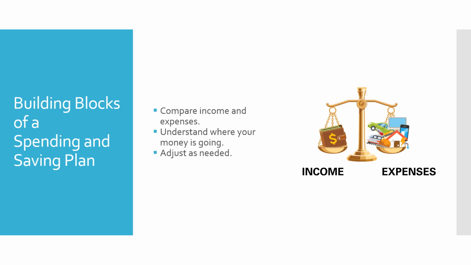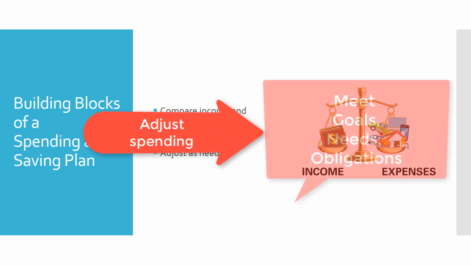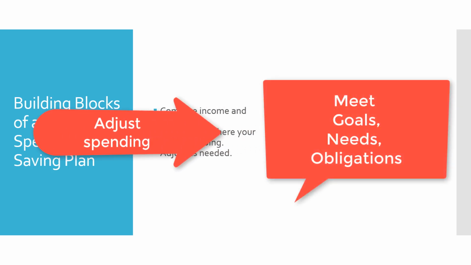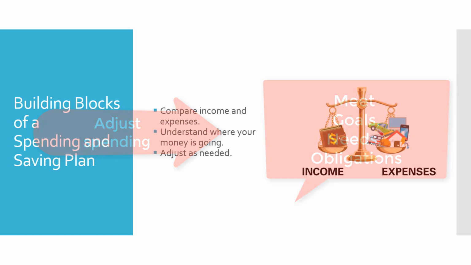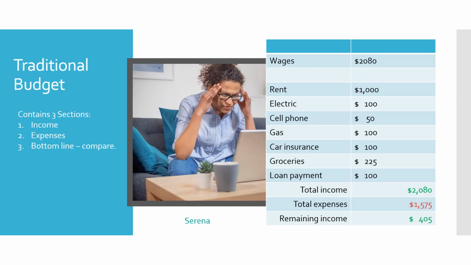Alright, so as we've seen in the previous sections of this course, these are the basics of a spending plan, our income and expenses. Comparing the two shows us where our money is going and whether or not we need to make adjustments to our spending in order to meet our goals, our needs, and our obligations. So now let's take a look at an example from Serena.